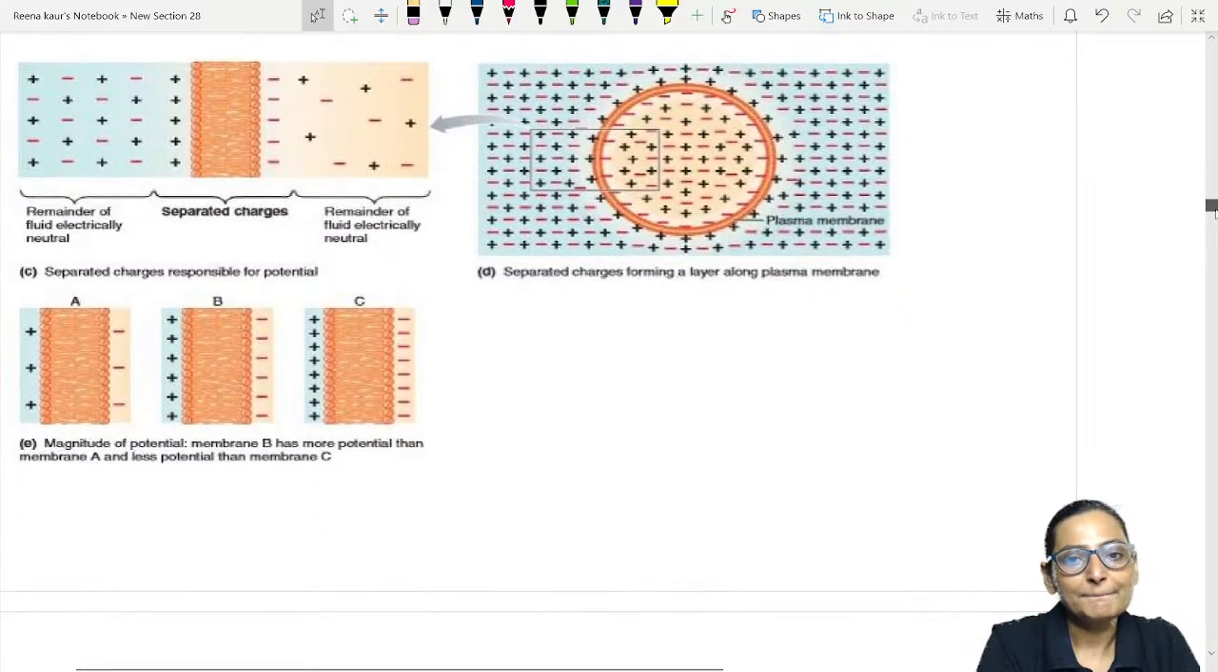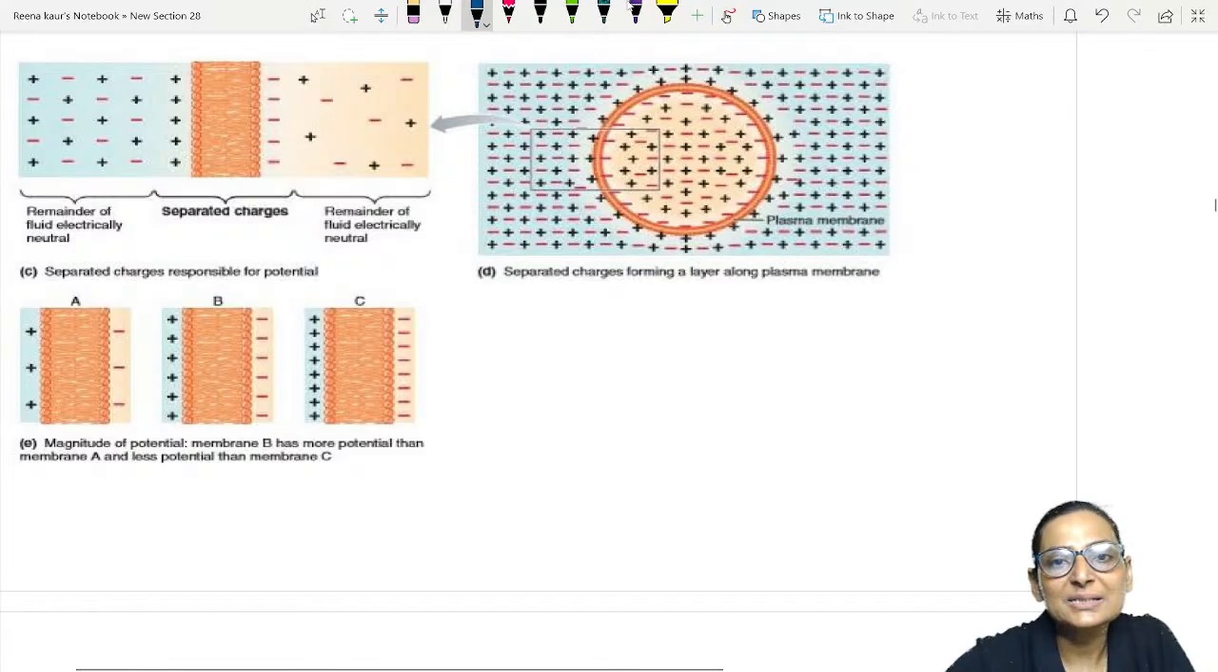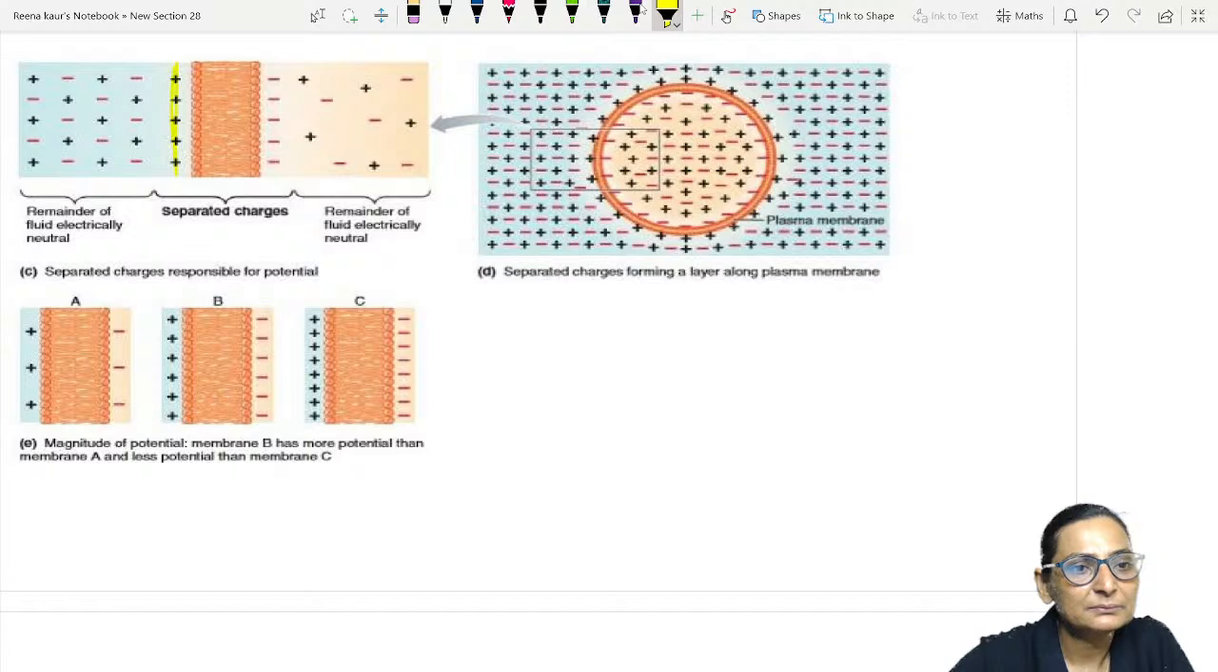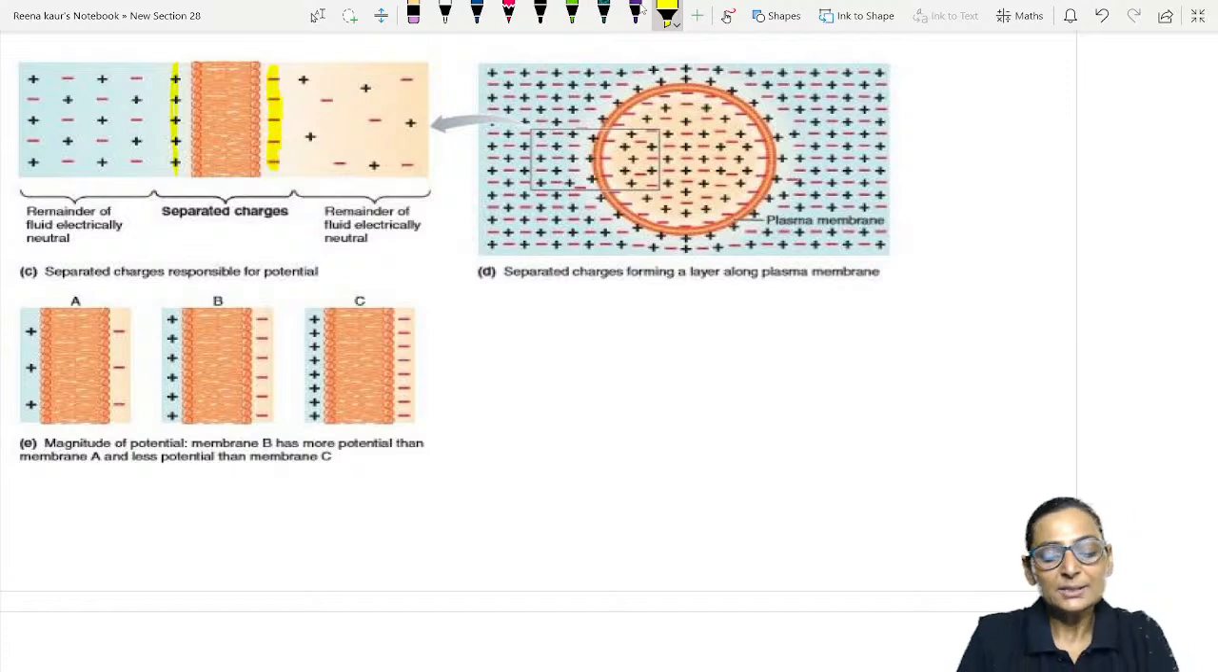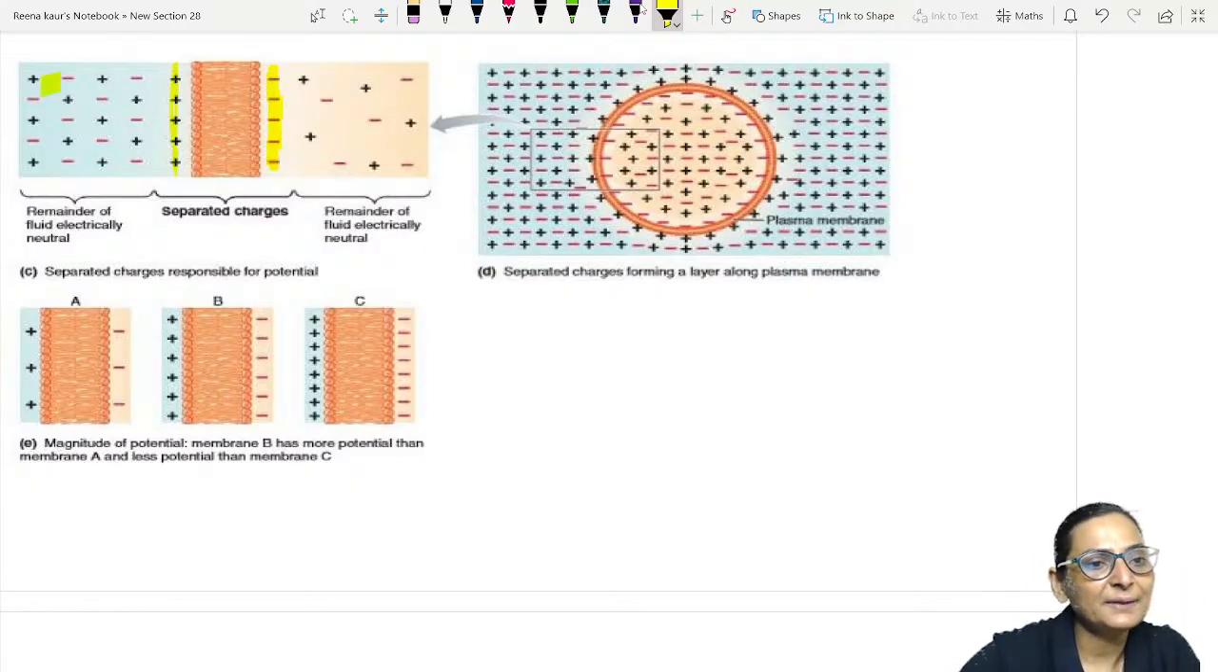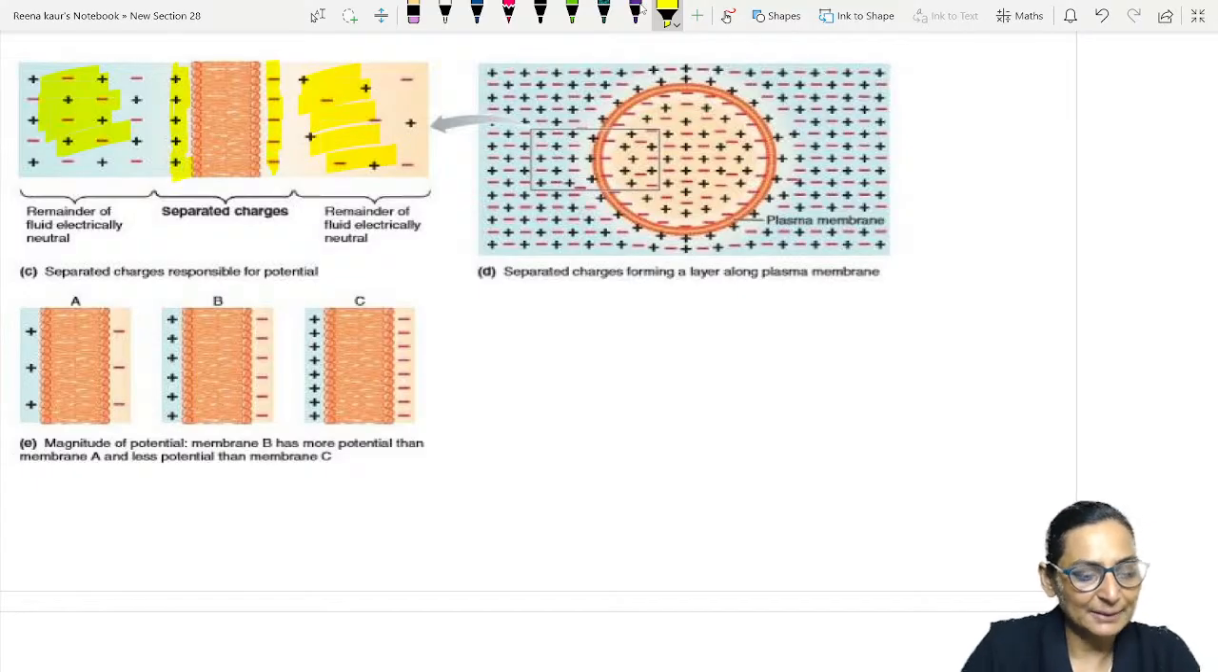Now, over here you see, all these unbalanced ions will always be aligned just near the cell membrane. See, just near the cell membrane. So the ions which are balanced are present here in the solution, but those ions which are not balanced will be accumulated, or aligned, just near the cell membrane.